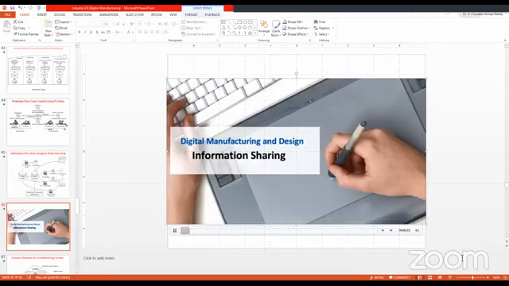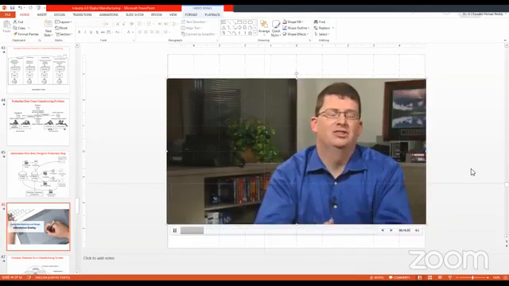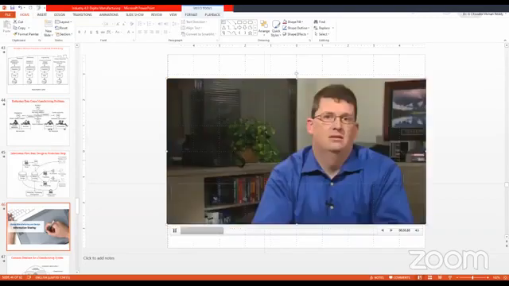As we continue working through a high-level view of the digital manufacturing and design paradigm, we get to the topic of how information gets shared between groups, whether machines, suppliers and manufacturers, or customers. After the lesson, you'll be able to explain the role of data and communication standards in manufacturing and design, including real-world scenarios where these standards can be applied.